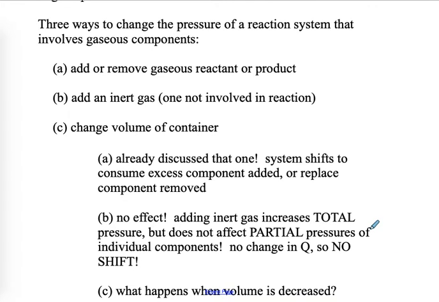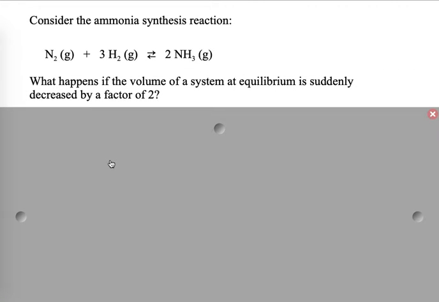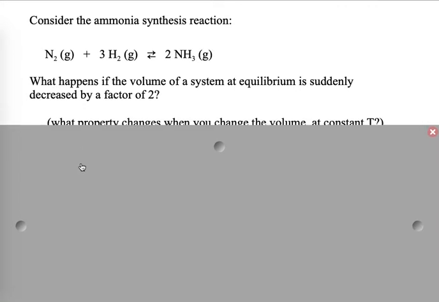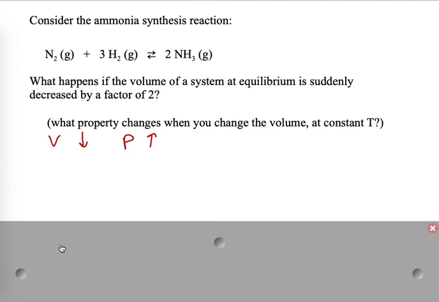Well, what happens when we have a system at equilibrium in the gas phase and we decrease the volume? Once again, let's consider our friend the ammonia synthesis reaction. We've got 1 mole of nitrogen and 3 moles of hydrogen in equilibrium with 2 moles of ammonia. What would happen if the volume of the system is suddenly decreased by a factor of 2? We cut the volume in half. Well, what property changes when we change the volume at constant temperature? If volume decreases by a factor of 2, the total pressure must increase by a factor of 2. And in fact, the partial pressures of each component would double under these circumstances.